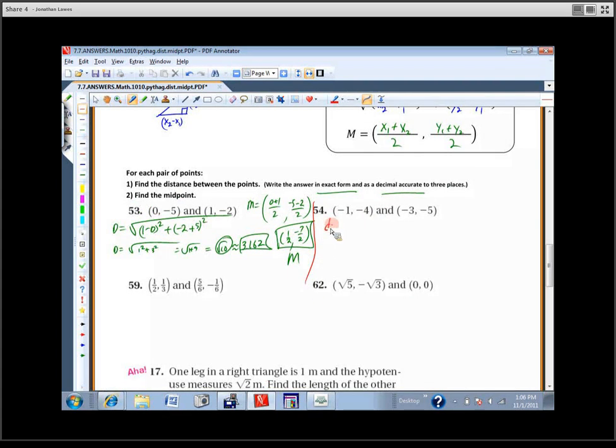So let's take a look at this one here. Distance is going to be -3 minus 1, quantity squared. You're just going to blindly write down what I write down?